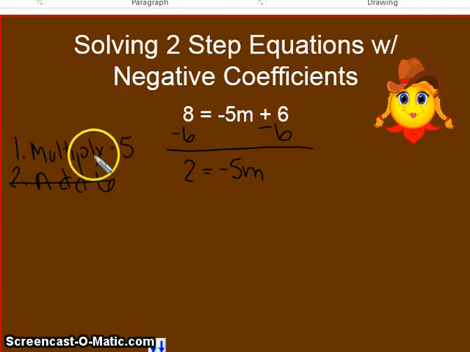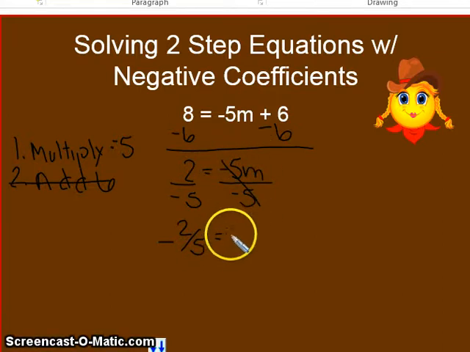Now I move up to the next step, which was multiply by negative 5. And I'm going to do the opposite of that. So I'm going to divide by negative 5. Now here I have a positive divided by a negative, so I know my answer is going to be negative. And 2 divided by 5 is just 2/5. Negative 5 divided by negative 5 is 1. And I've got my m right there. So my solution is negative 2/5.